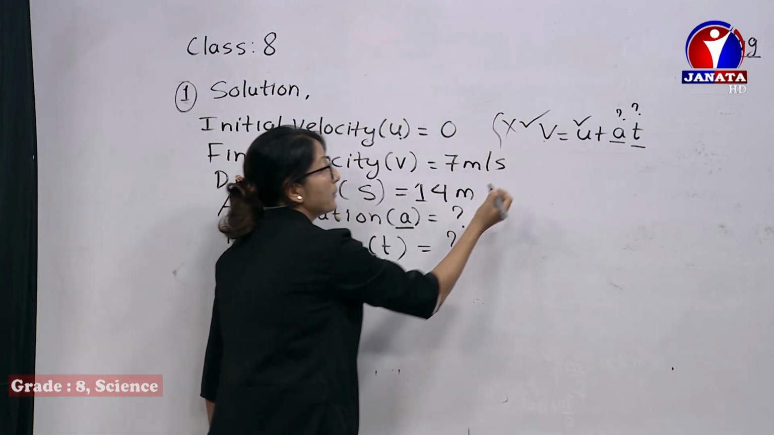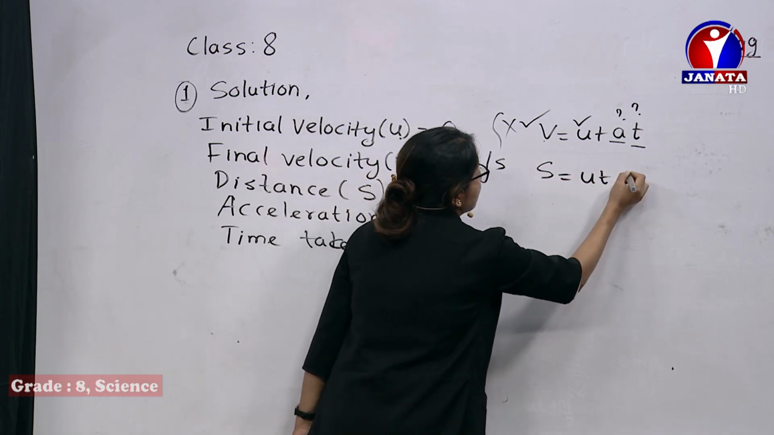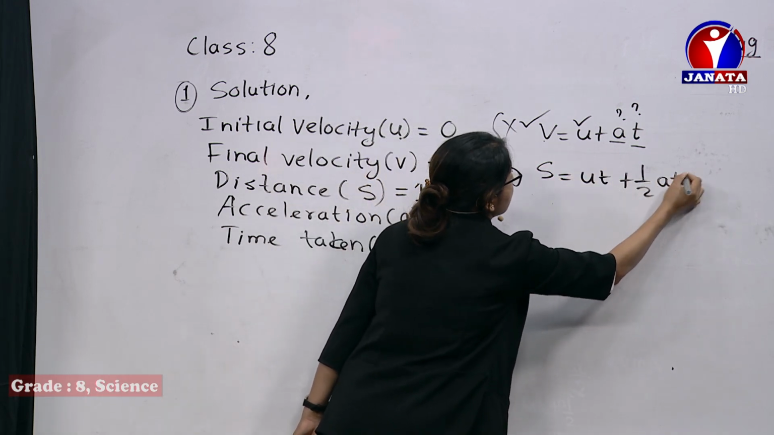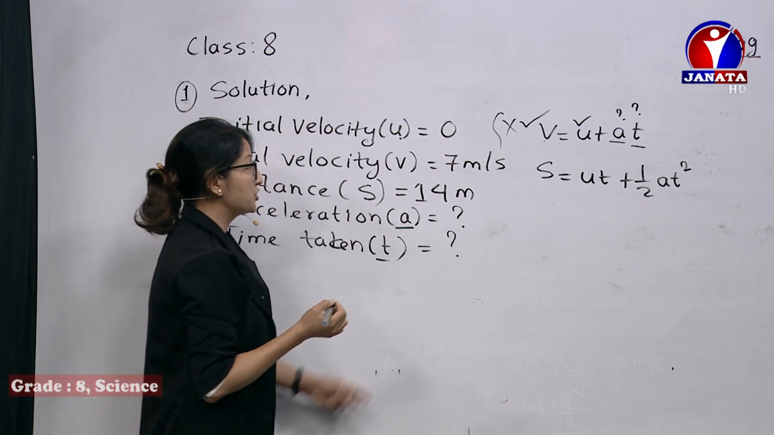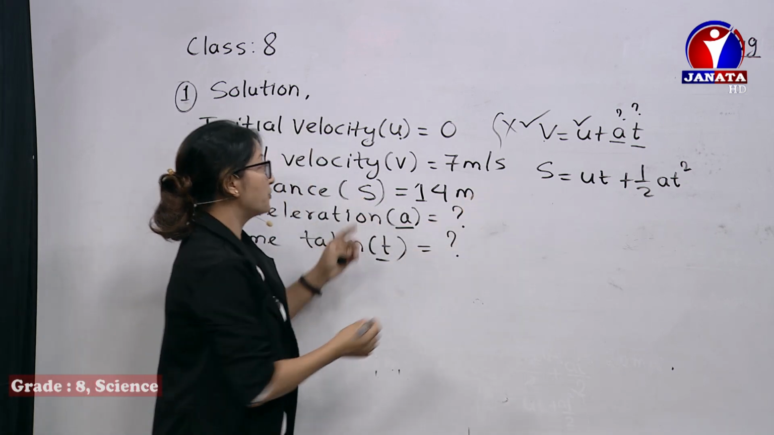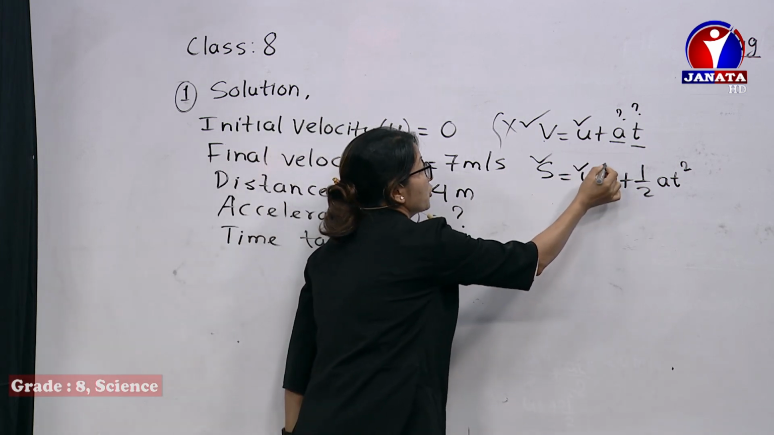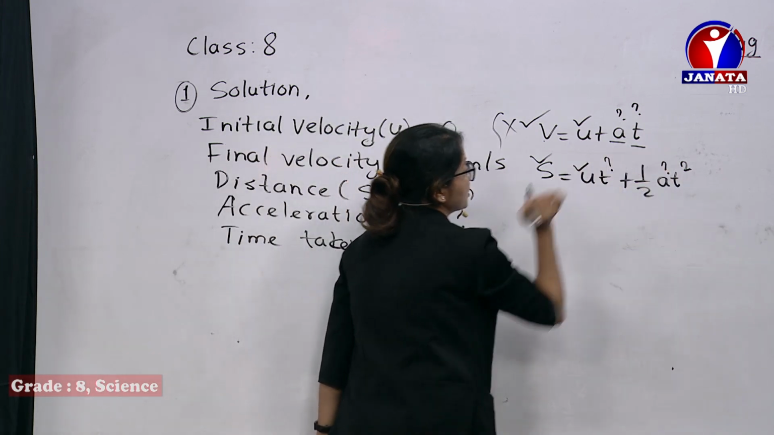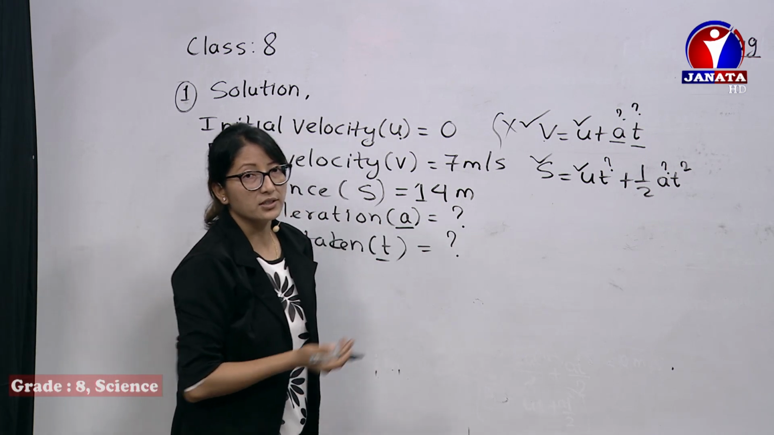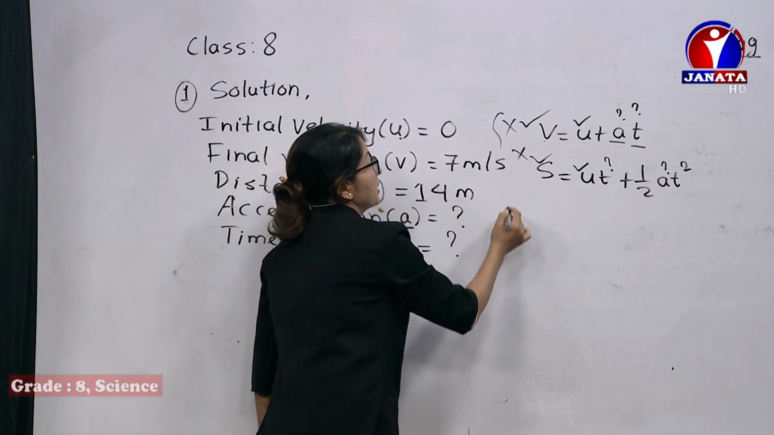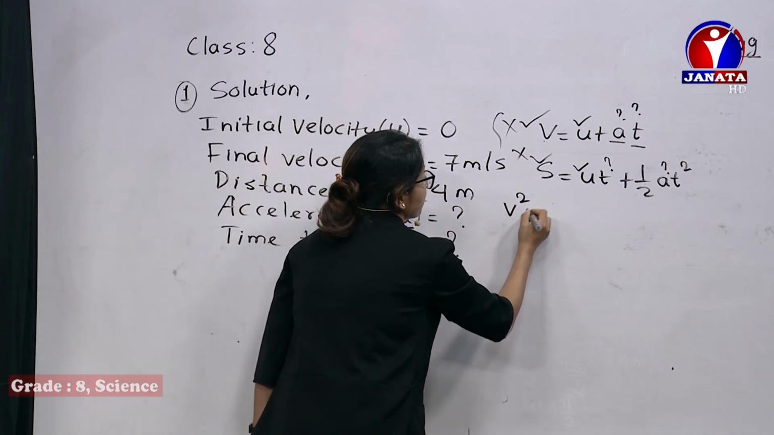So similarly, we do have another formula. S is equals to ut plus half AT square. Let's check here. S, we do have S value here. U's value is also there, but we don't have T, we don't have A's value. So 2 values are unknown, so we cannot use this one also. So third one, let's try third one.